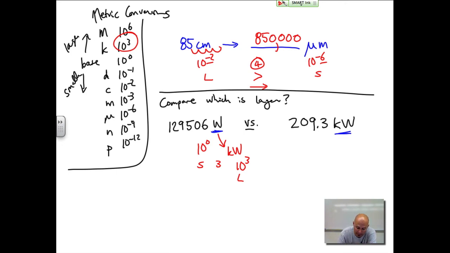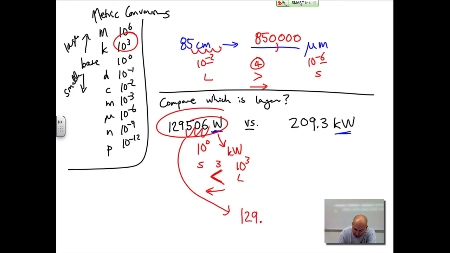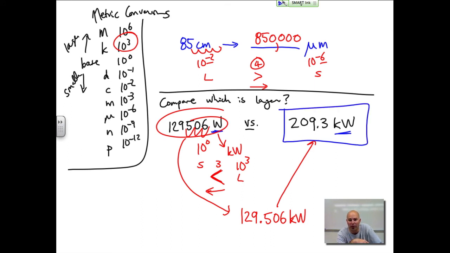So we're going larger is this way. So we're going to be going to the left 3 places. 1, 2, 3, which means when I write this number in kilowatts, it's going to be 129.506 kilowatts. If I want to compare that to which one's larger, well, obviously this number 209.3 is larger than 129.506. So there are your conversion practices.